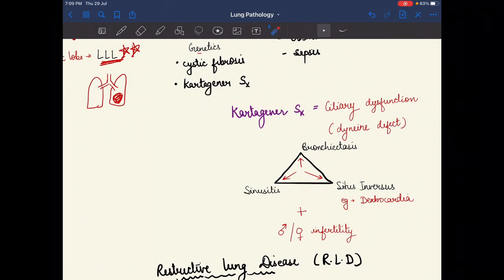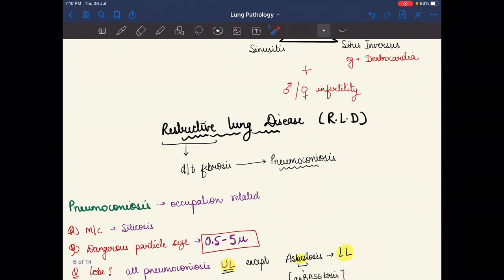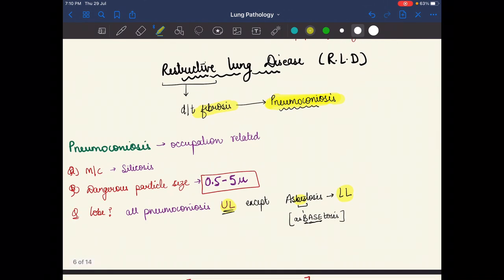I hope you are all clear with obstructive lung disease. Now move to restrictive lung disease. As the name suggests, restriction is there, meaning the lungs get restricted due to fibrosis, and it is seen with pneumoconiosis. So in restrictive lung disease it is due to the fibrosis.